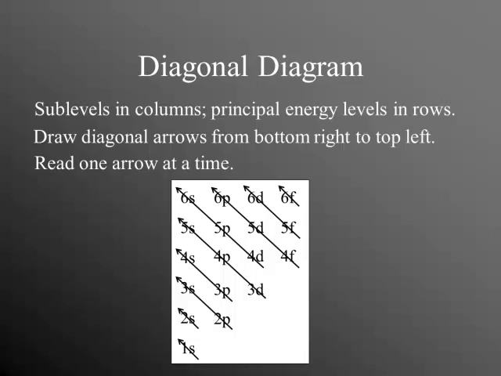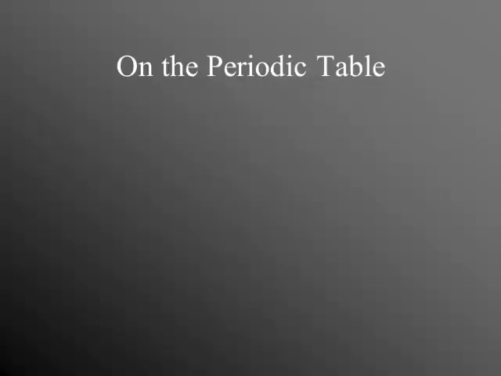Now you read 1 arrow at a time to know the orbital order. The first arrow at the bottom shows 1s. The next arrow shows 2s. The next arrow shows 2p, followed by 3s, and so on. This method is functional, but a little cumbersome to use. What's faster is using the periodic table to tell you the order of the orbitals.